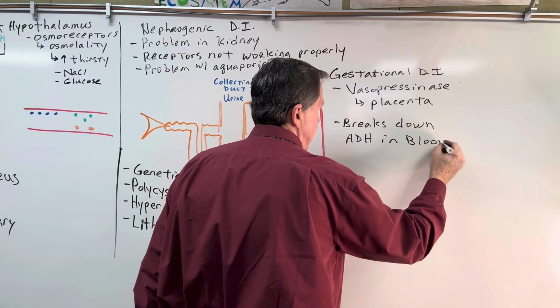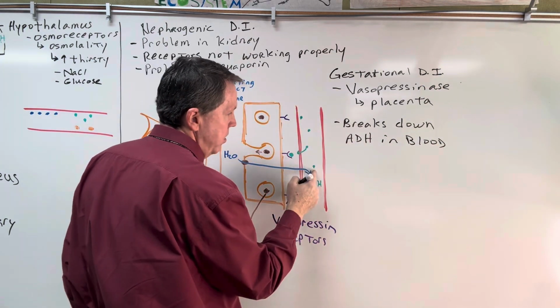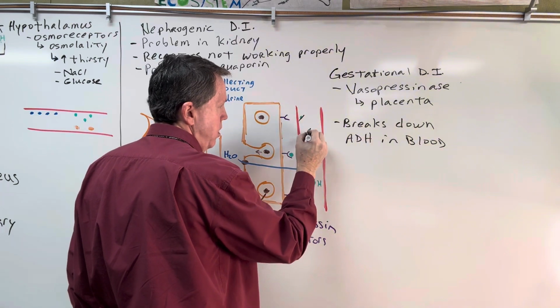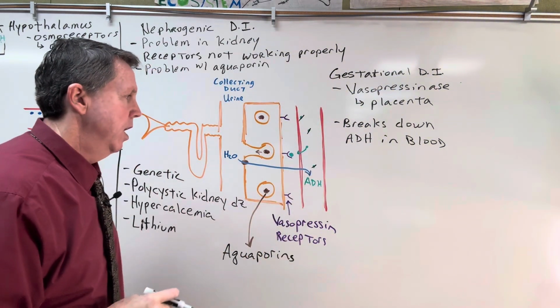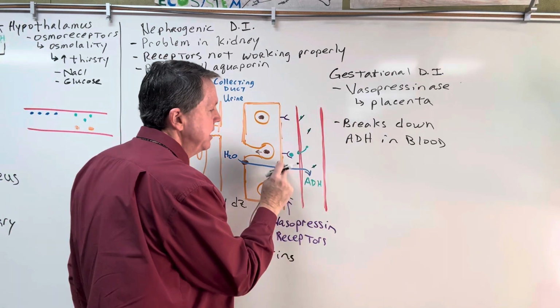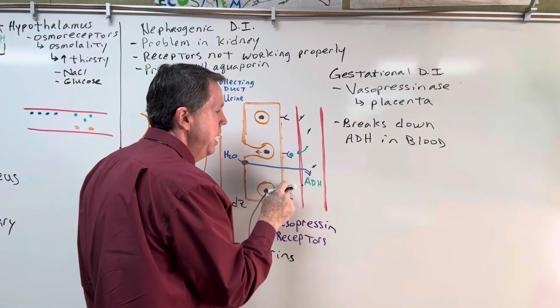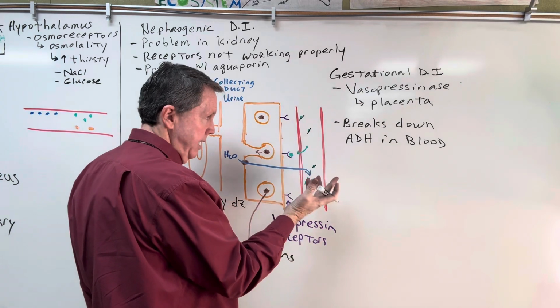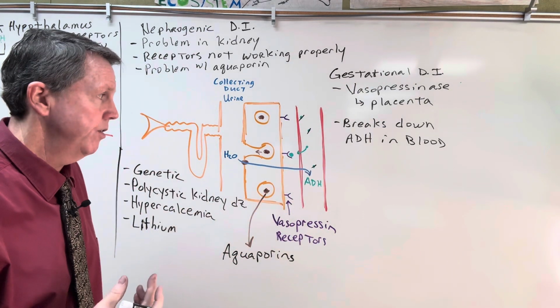So now what's going to happen is, remember, these green ones are our ADH particles, or molecules. Those are going to be broken down. Well, now I don't have enough ADH to stimulate these receptors. And so you're going to get diabetes insipidus.